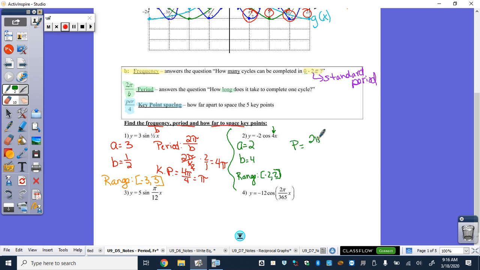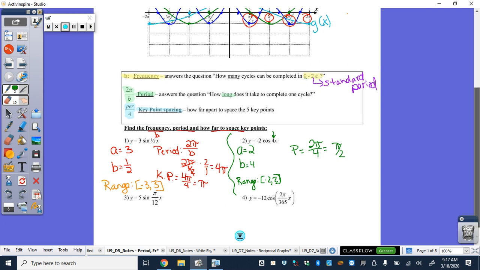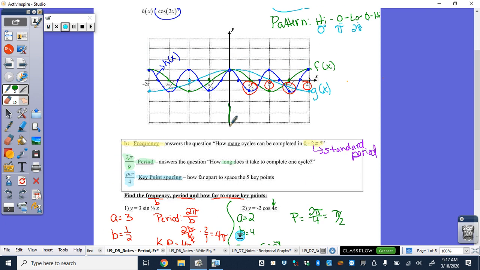Period, 2 pi over b. So that would reduce to pi over 2. So that means one complete cosine curve is going to happen by the time you get to pi over 2, which is 90 degrees. Looking at my graph, that means from here to here, you have one complete cosine curve in there.